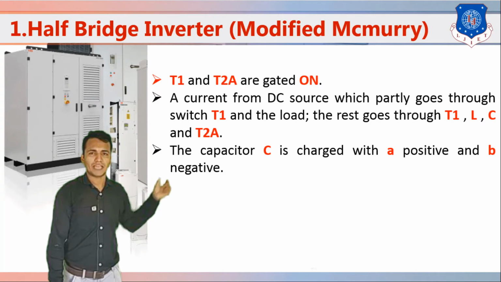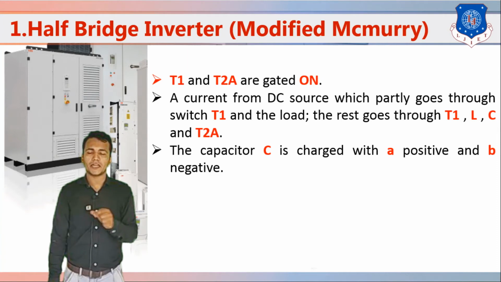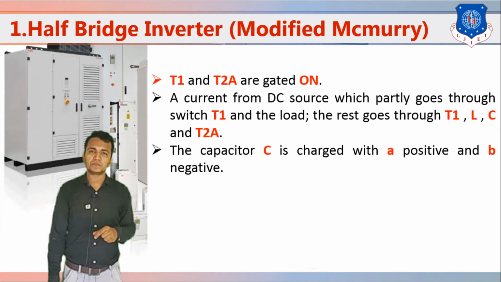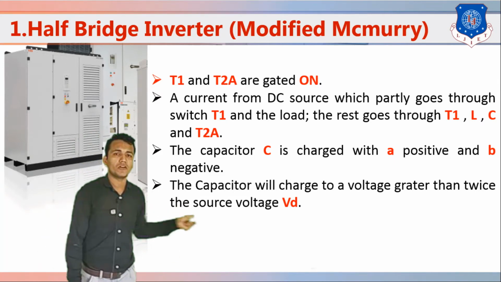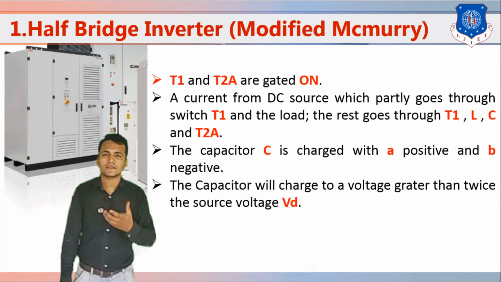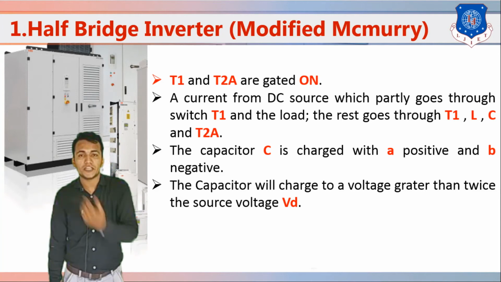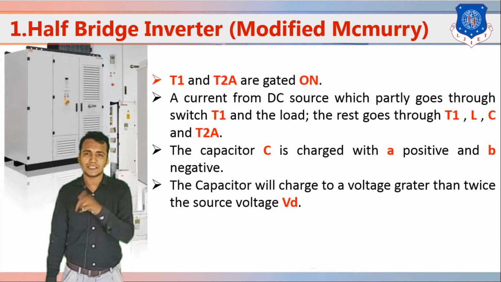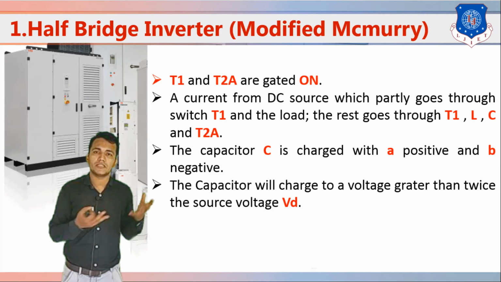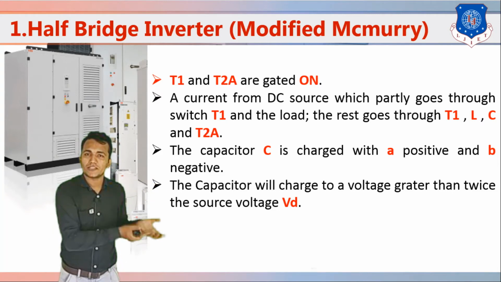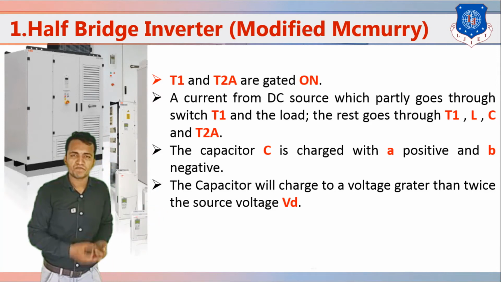Here the capacitor has two terminals A and B. So A is charged with positive polarity and B is charged with negative polarity. The capacitor will charge to a voltage up to twice the source voltage VD. The input source is VD, but the capacitor will be charged to twice the input voltage VD. At that time the capacitor voltage is higher than the input DC voltage. So those are the operations done in this step 1.